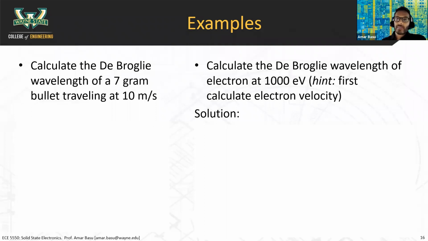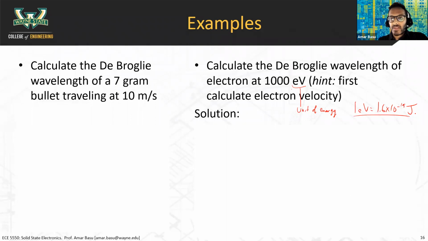And then the second example is calculate the de Broglie wavelength of an electron with energy 1000 electron volts. And I just want to mention that the electron volt is a unit of energy. And 1 electron volt is equal to 1.6 times 10 to the negative 19 joules. So just remember that when you're doing this problem.